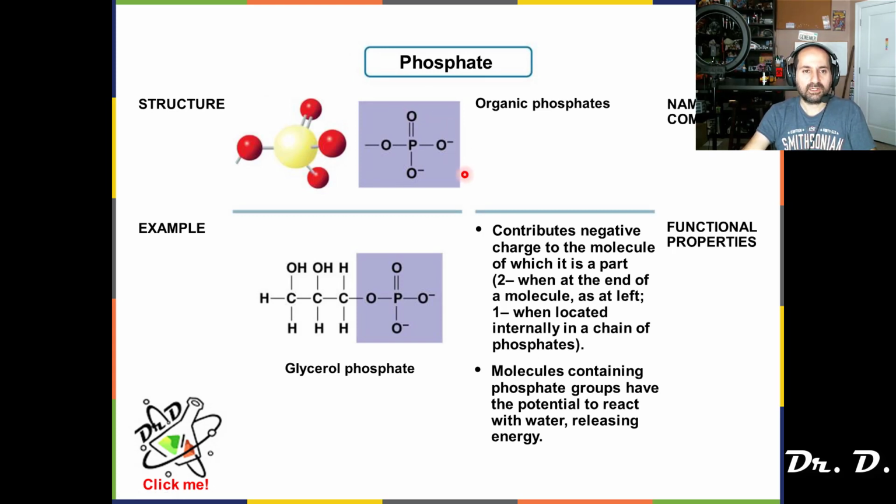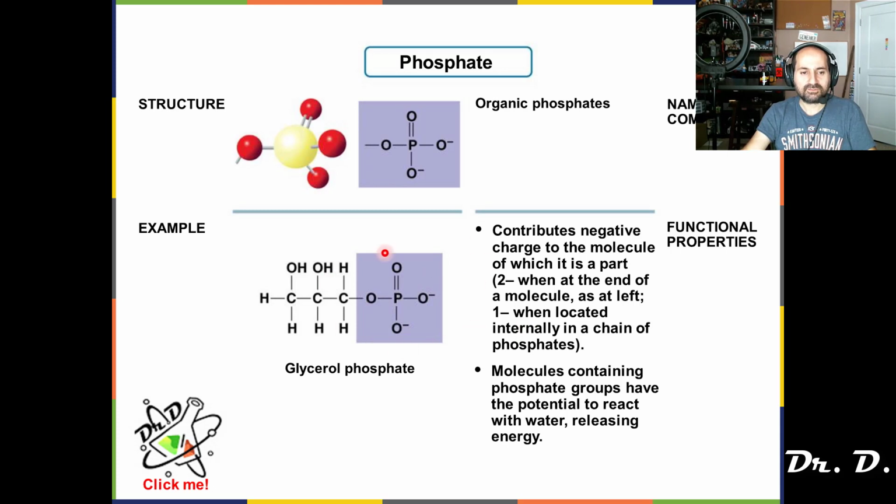The phosphate group, here you have a phosphorus with 4 oxygens attached to your carbon backbone. This is called a phosphate group, and a phosphate group is negatively charged. If a phosphate group is at the end of a molecule like this, it's going to have 2 negative charges. If there's a phosphate group sandwiched inside of a molecule, it's going to have 1 negative charge.